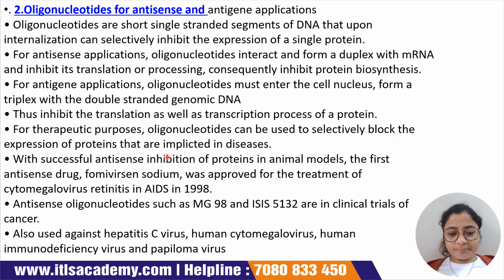For therapeutic purposes, oligonucleotides can be used to selectively block the expression of proteins that are implicated in diseases. With successful antisense inhibition of proteins in animal models, the first antisense drug, that is fomivirsen sodium, was approved for the treatment of cytomegalovirus retinitis in AIDS in 1998.